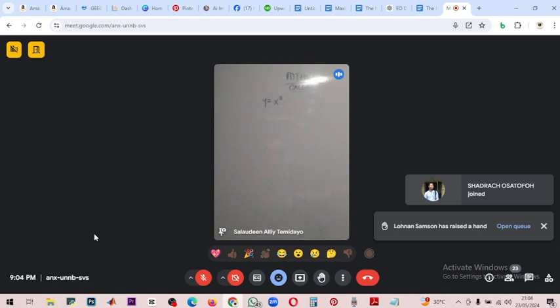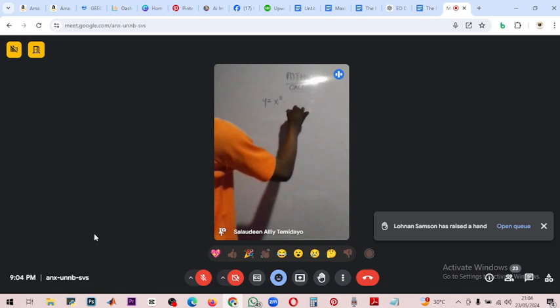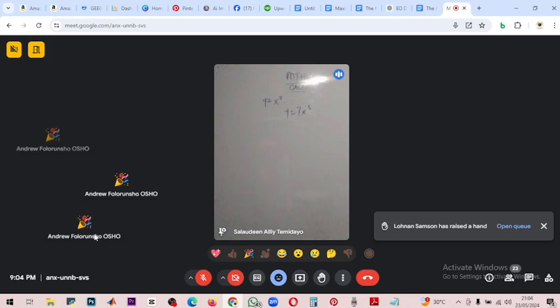2x. That is it. Thank you very much. And then if y equals 7x cubed, dy dx is what? 21x squared. So, do you see? What you need is just to practice it. You can see they are doing it with brain.